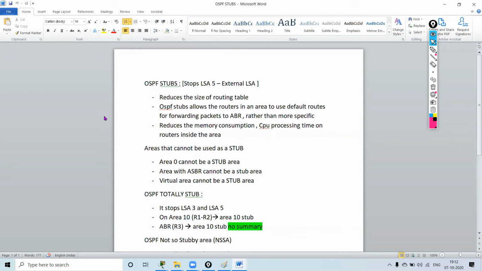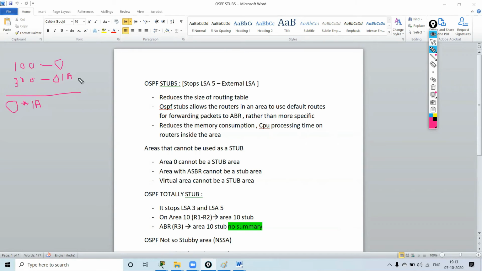Now we have totally stub, OSPF totally stub. As I told you, I have 100 routes as O routes, 300 routes as OIA routes. And I have stopped the external routes and I have only one single O default IA route. Now this OSPF totally stub, what will it do? It will do more.